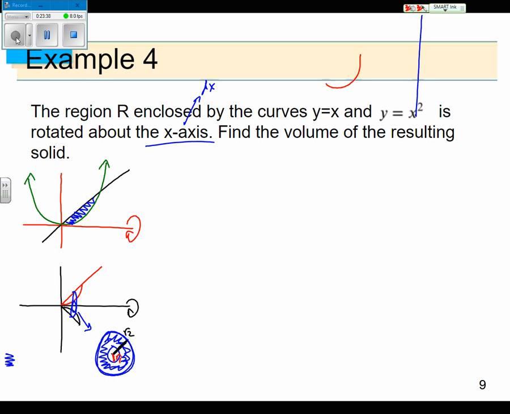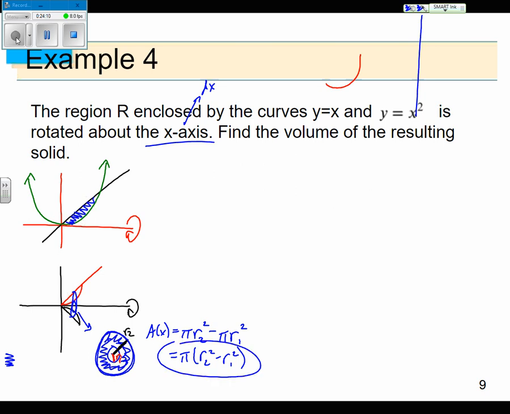Okay. So what my cross-sectional area will look like each time that I have a washer is pi times my big radius squared minus pi times my little radius squared. I have some redundancy there, so I could pull out that pi, and this is going to be the formula I want to plug into.